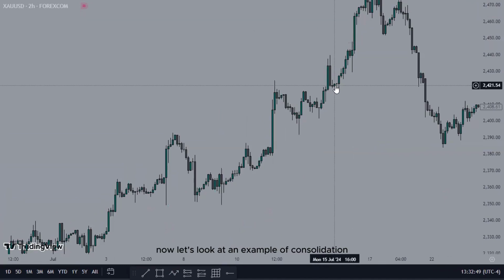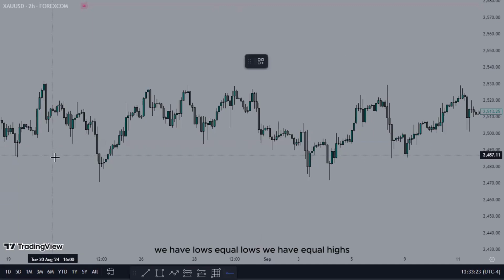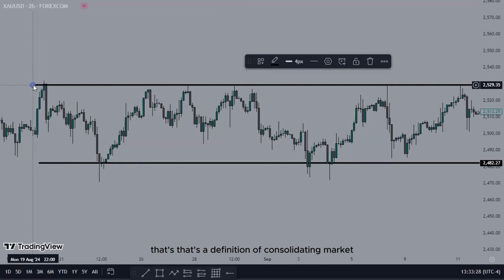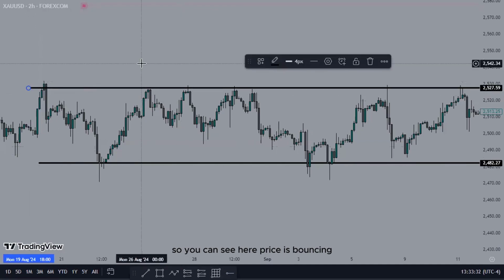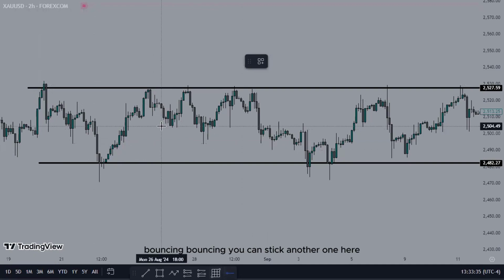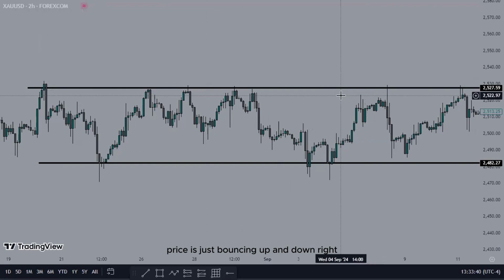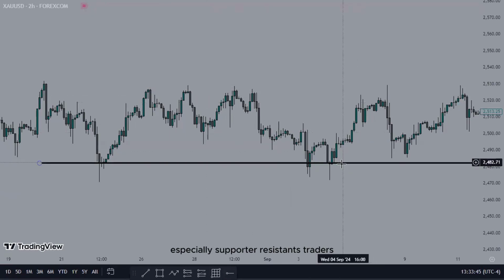Now let's look at an example of consolidation. Now this is a very good example of consolidation. As you can see, we have equal lows, we have equal highs. That's the definition of a consolidating market: equal lows and equal highs, right? So you can see here price is bouncing. You can still put another one here. You can see how price is just bouncing up and down, right? This is a nightmare for traders, especially support and resistance traders.